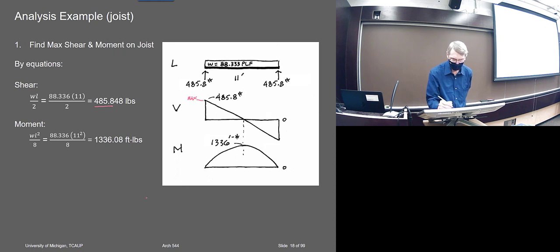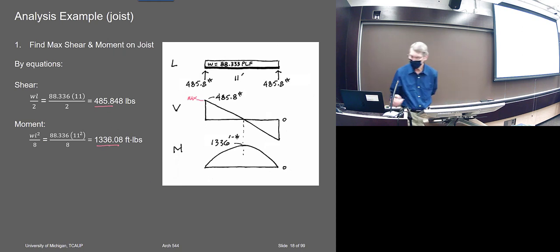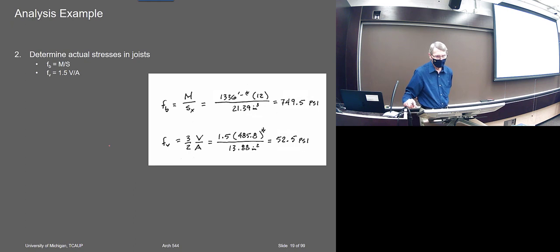But like I say, I'll use the max initially, and then if it doesn't pass, I can worry about it then. And the moment, WL²/8. Okay, so that would be my moment. So those are the two I need, and those are the forces, and we've got to calculate the stresses. M over S will give me almost 750, and the shear stress, 3/2 V over A, would give me 52. Okay, so those are the stresses.